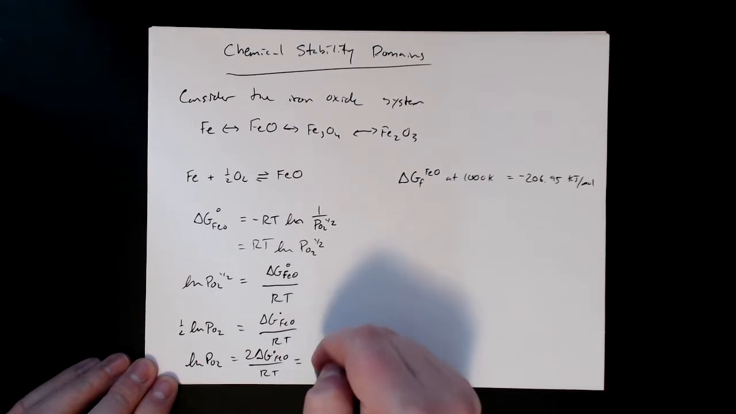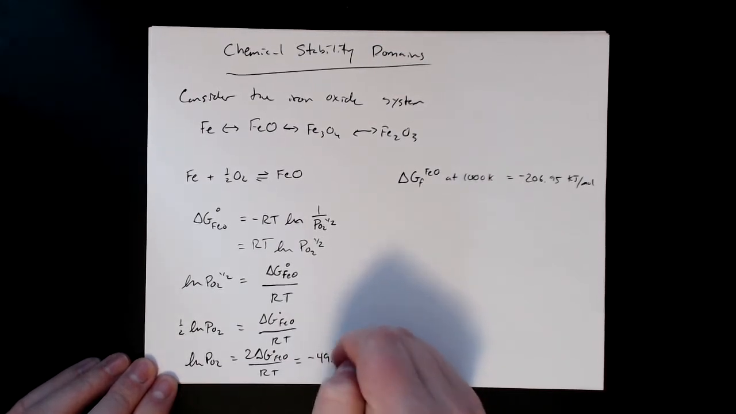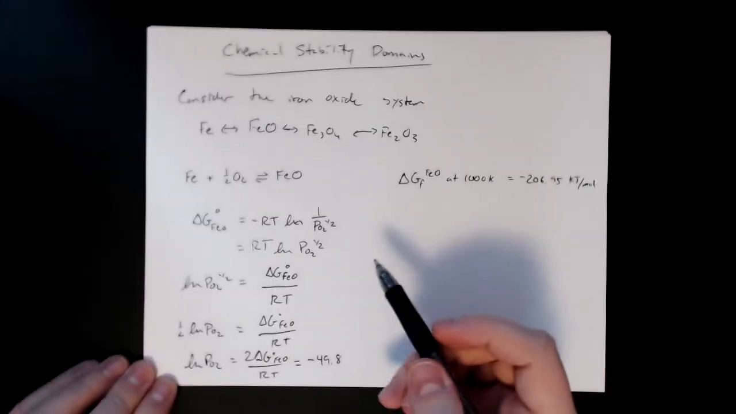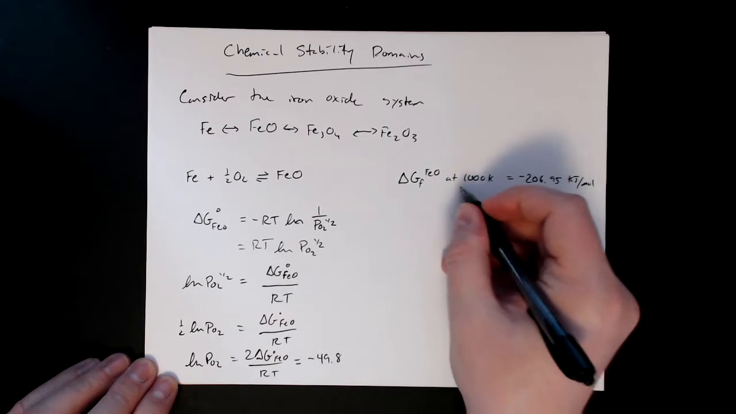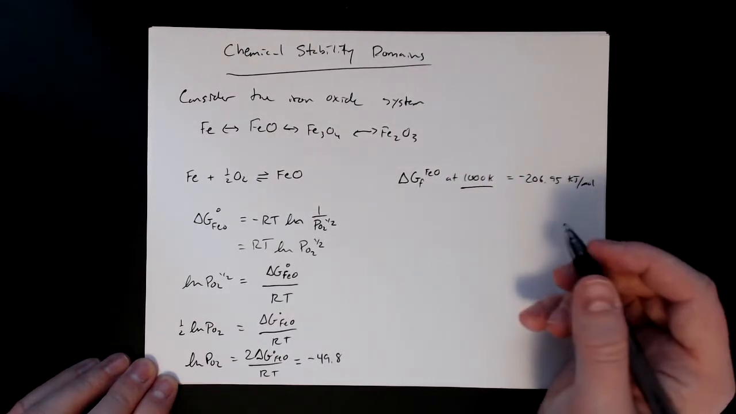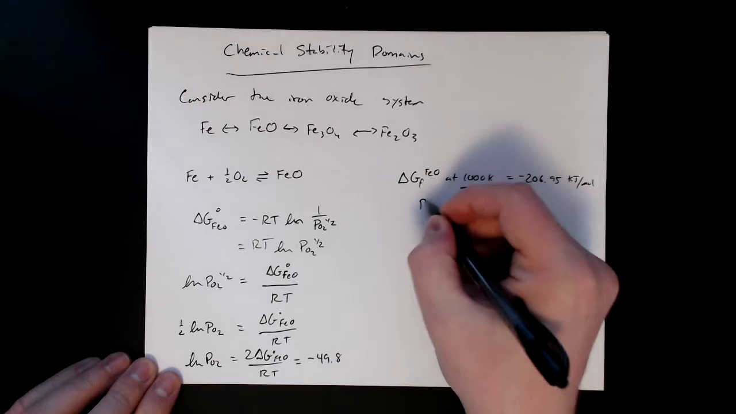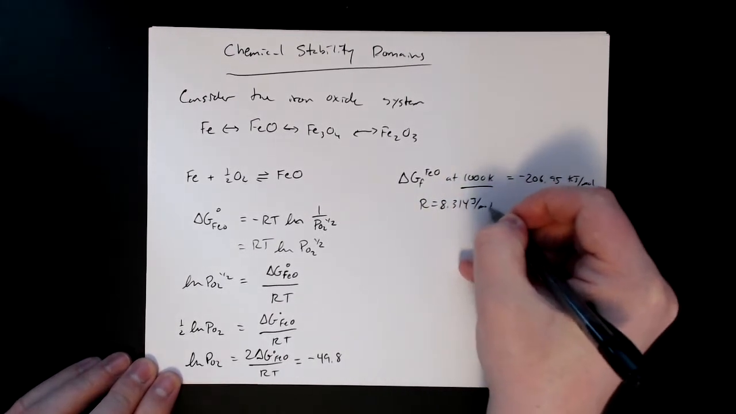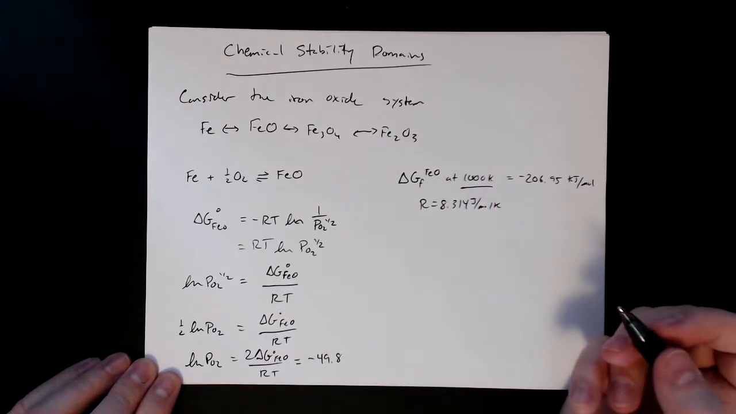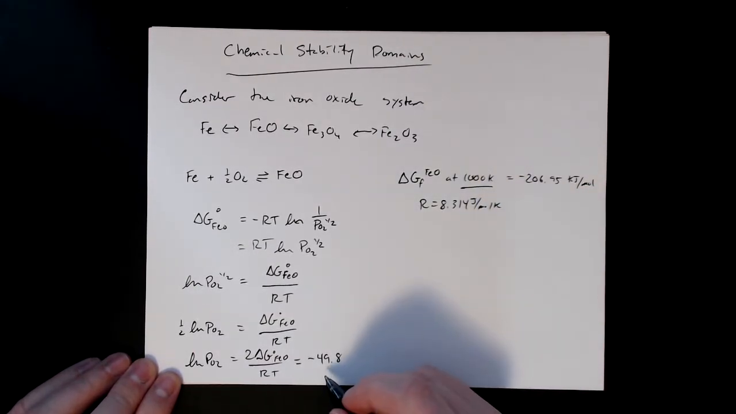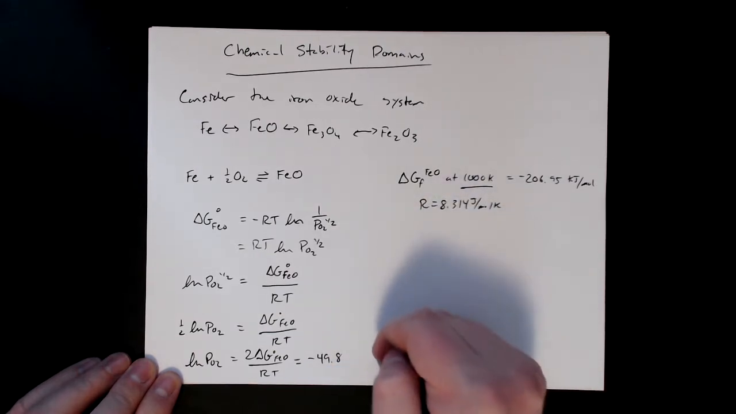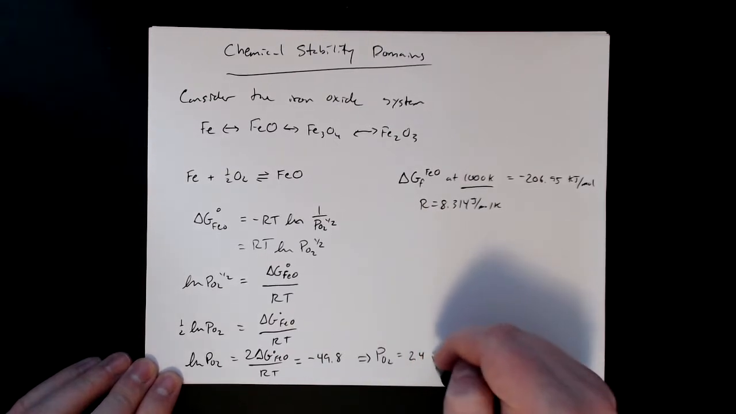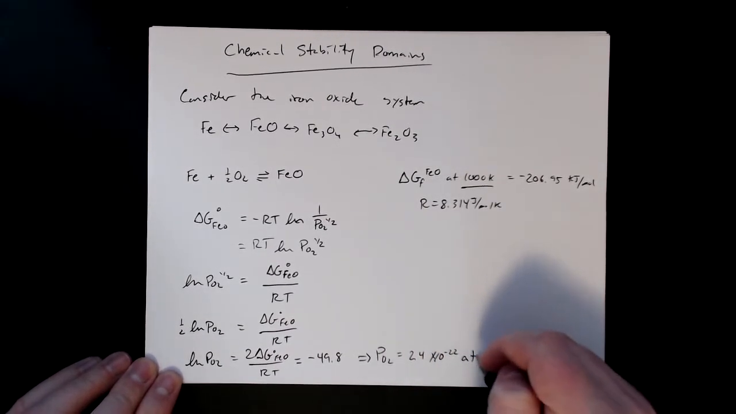So this here is equal to minus 49.8 if you plug in the value from up here and the temperature. We have this at 1000 K, and the gas constant R equals 8.314 joules per mole K. Plugging that all in, we get this for the natural log of PO2. And that would lead us to a PO2 of 2.4 times 10 to the minus 22 atmospheres.